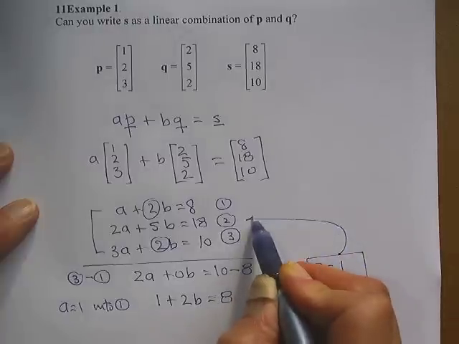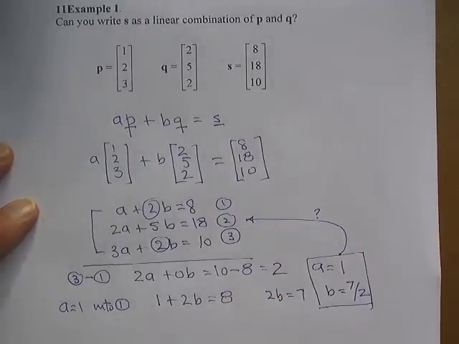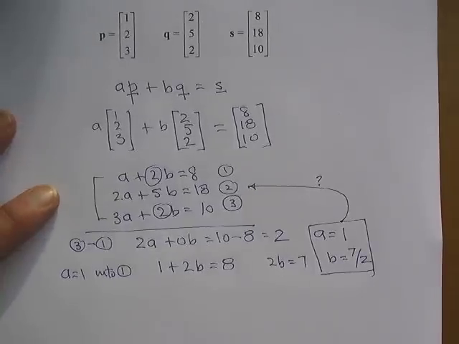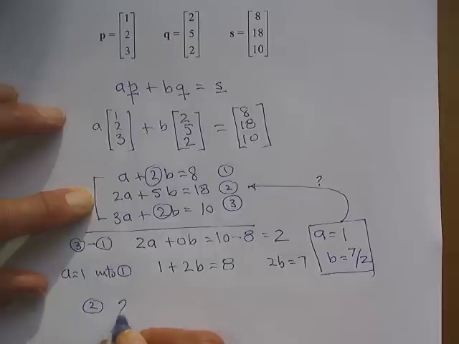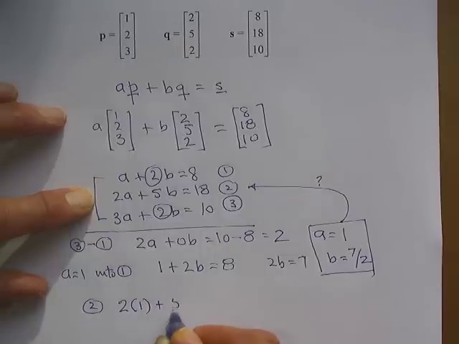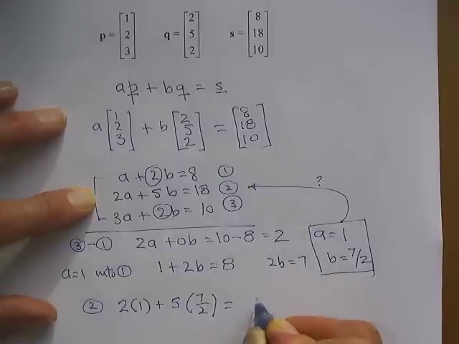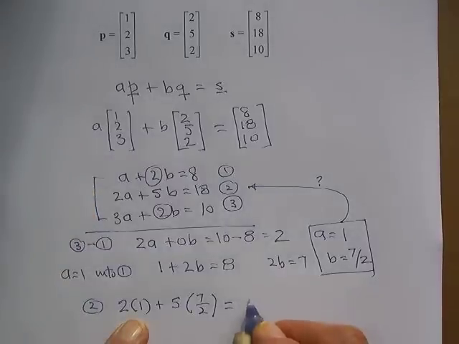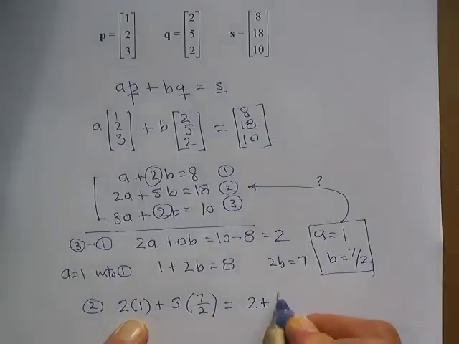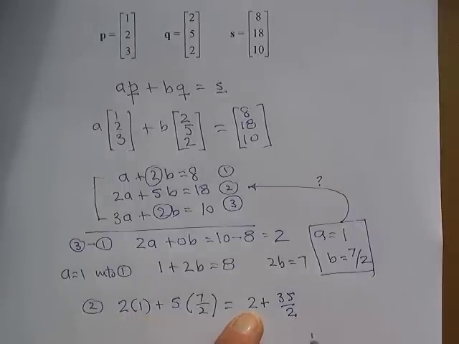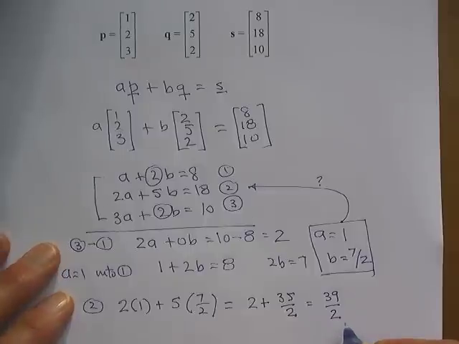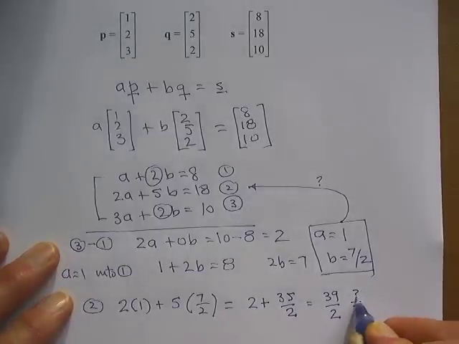Now the trick is, remember, a solution has to satisfy all three equations. We put that back into 2 and ask if there's a solution. Okay, let's do that. 2 is then 2a, 2 times 1, plus 5b, 5 times 7/2. That has to equal 18. So let's see what it does equal. It's 2 plus 35/2, and that's 4/2 plus 35/2, which is 39/2.